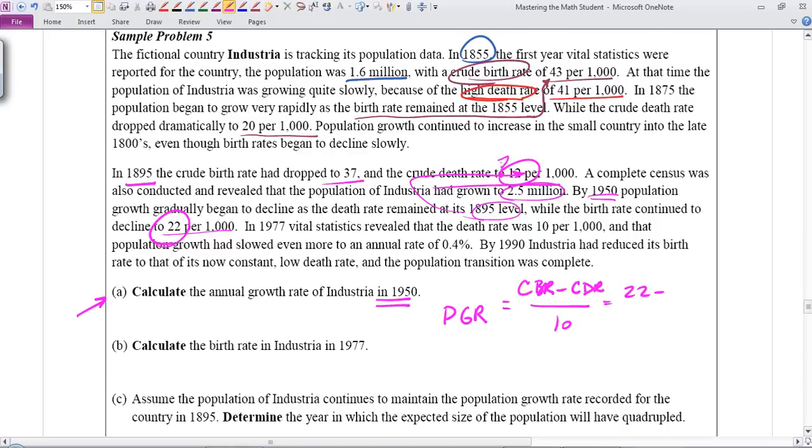Subtract from that the death rate, which was up here at 12, and that is divided by 10. So what is 22 minus 12?